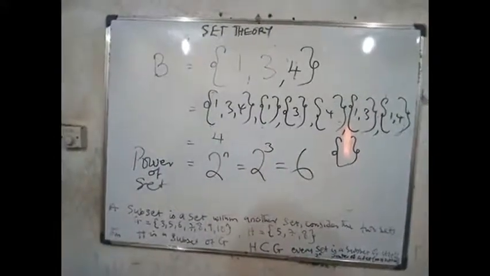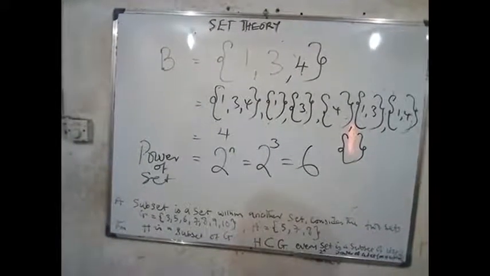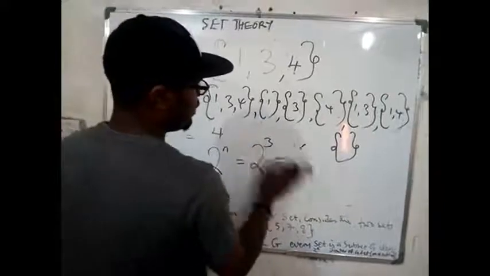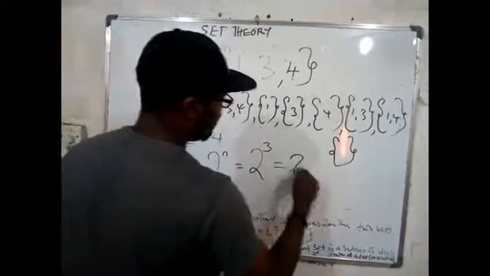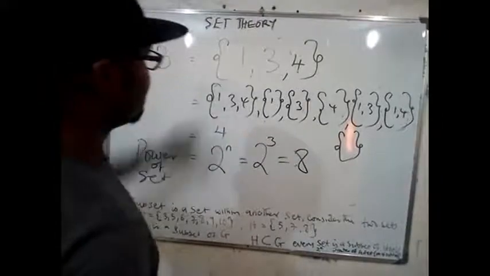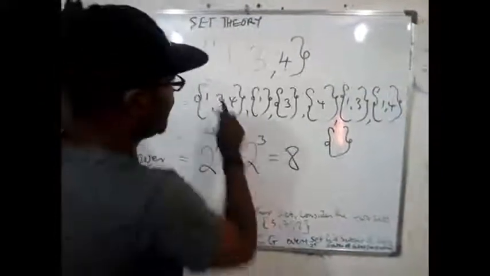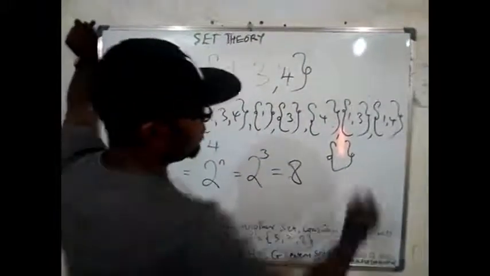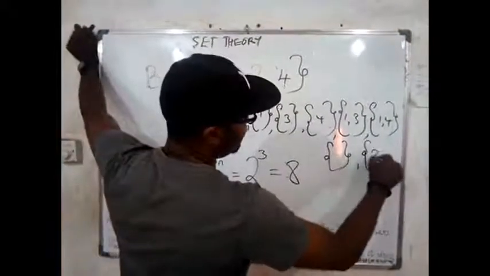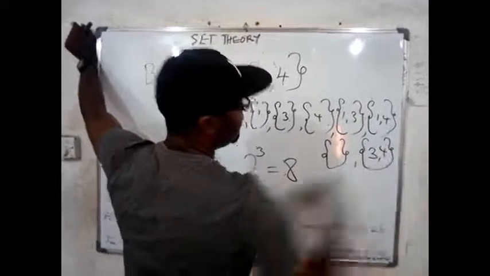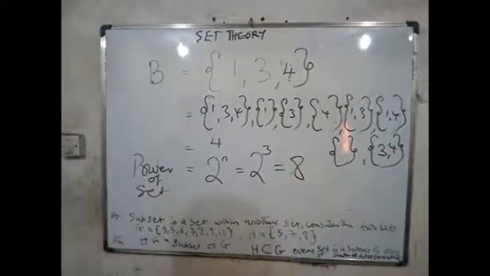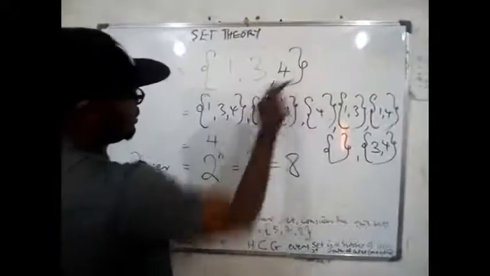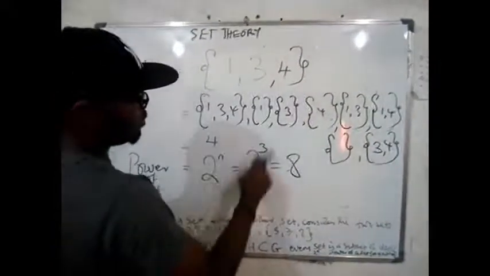Am I making a mistake? Where's the mistake? 2 to the power 3 is what? It's not 6. Yes, that's where the mistake is. 2 to the power 3 is 8. You understand? So this has to have 8 subsets. So we have 1, 2, 3, 4, 5, 6, 7. It's remaining 1. So we also need the subset of 3 and 4. So these are the subsets. It must have 8 because we have 1, 2, 3 elements, so it's going to be 2 to the power n, which is 2 to the power 3.